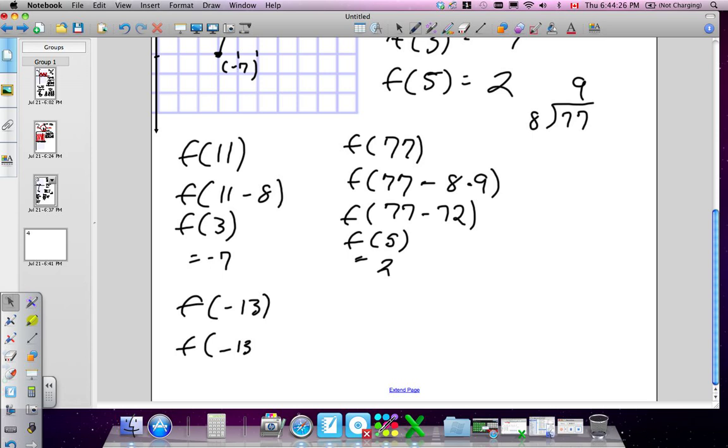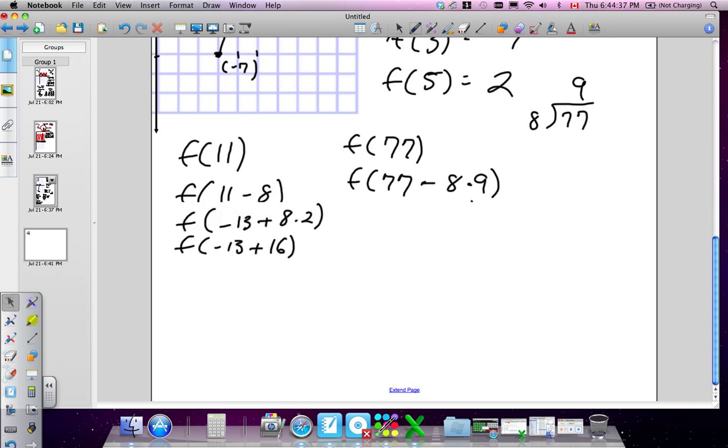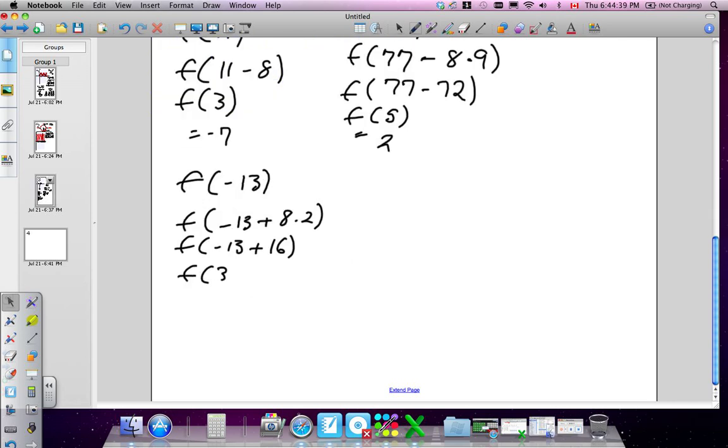We're going to add 8 by 2. 2 cycles. 8 by 2 is 16. Okay. Negative 13 plus 16 is F at 3. So what is our answer? So negative 7, right? What's the next one? What is it? 109. Okay.